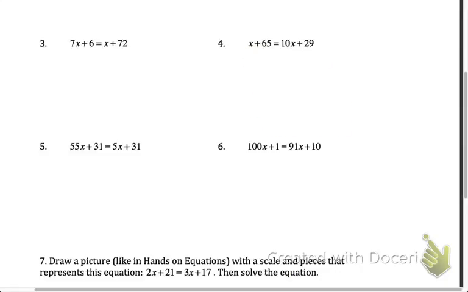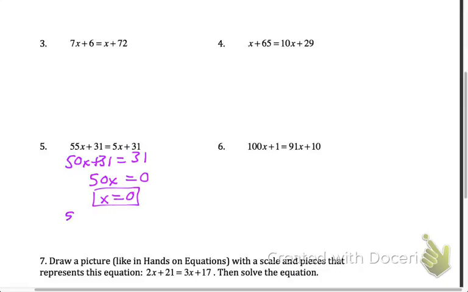For number 5, I'll take away 5 x's from both sides, and I will have 50x plus 31 on this side, and then 31 on this side. Now I'll take away 31 from both sides, and I'll have 50x equals 0. Well, 50 times what equals 0? Must be 0, so x equals 0.